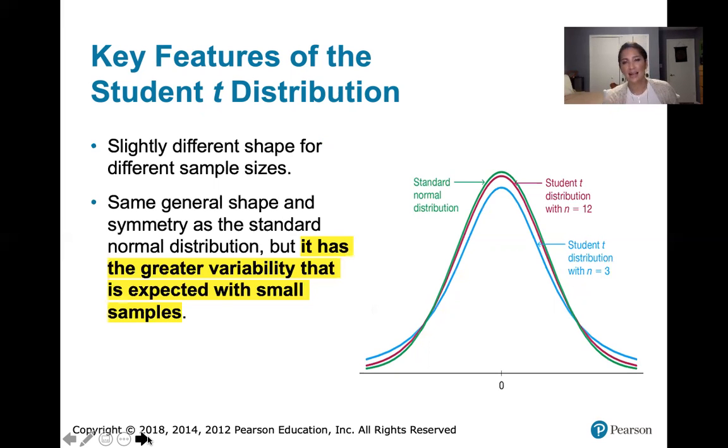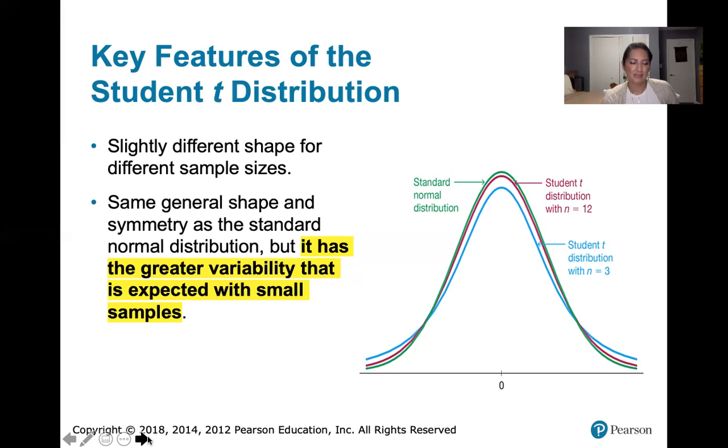But notice that it still has that same symmetry and that same bell shape as the standard normal distribution. It just has greater variability, which is measured in terms of that standard deviation being greater than 1. And that would be expected whenever you have small sample sizes.